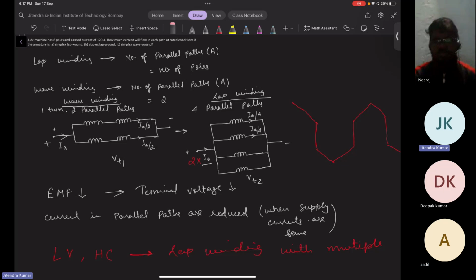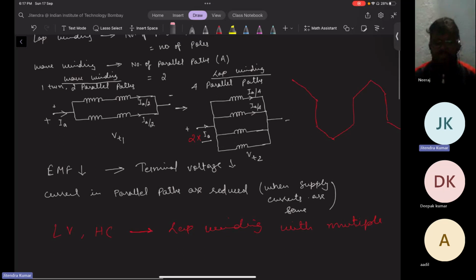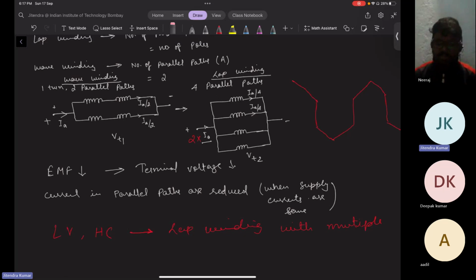So we were concluding what are the advantages and disadvantages of lap winding and wave winding. As you see, if you want to have an equivalent of wave winding with the same power, your voltage requirement will be reduced, but at the same time your current requirement will increase in the same ratio, right? So that's the catch. You will not get anything free. You have to pay in terms of current.